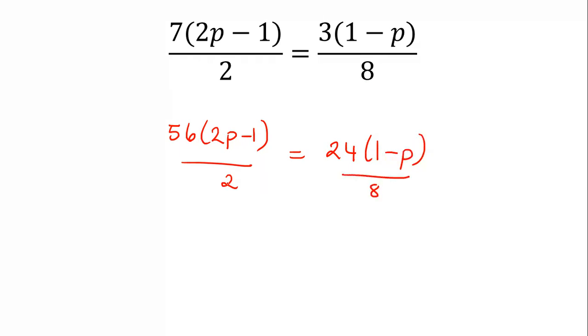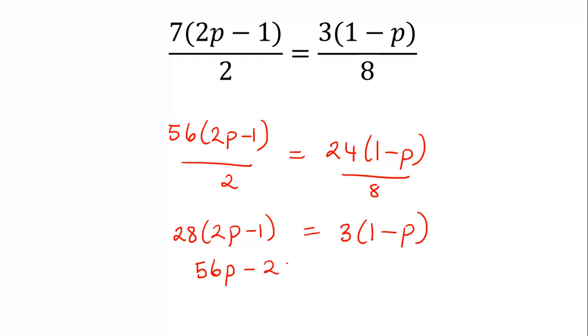Then 56 divided by 2 is 27. No, it's not, it's 28. I'm left with 28 lots of (2p - 1) equals 24 divided by 8 is 3, equals 3 lots of (1 - p). So expand the bracket, 28 times 2 is 56. So I get 56p, take away 28 equals 3 minus 3p.